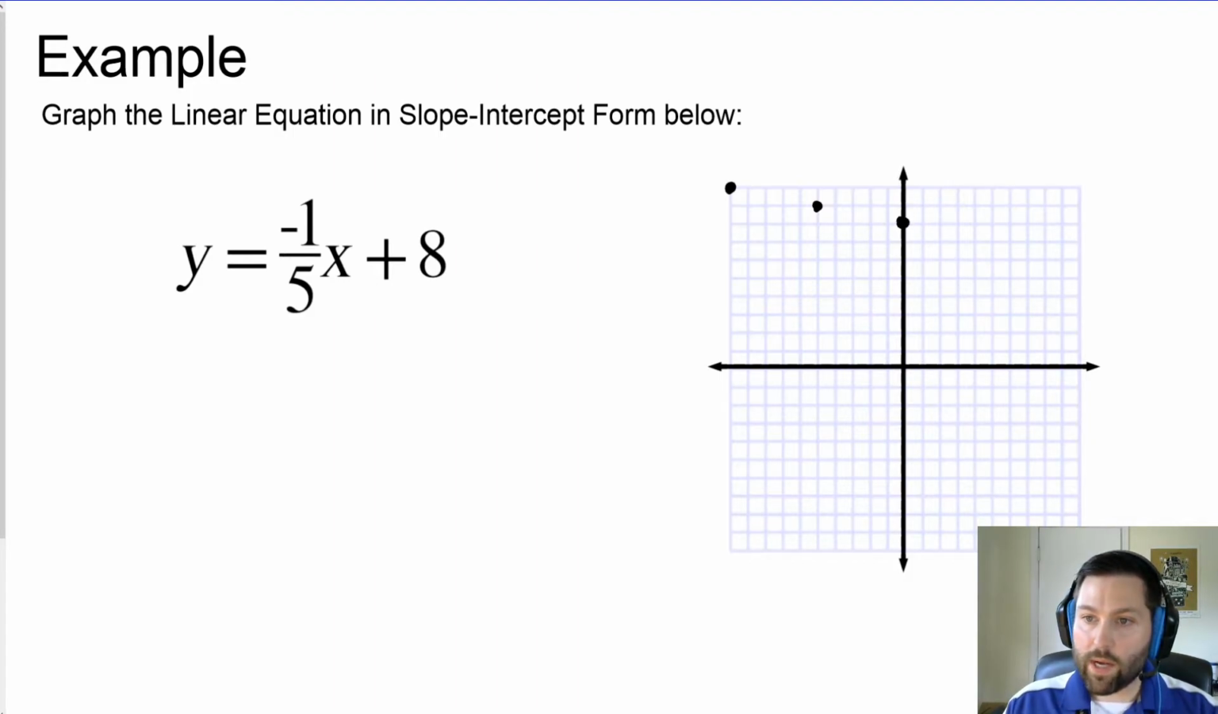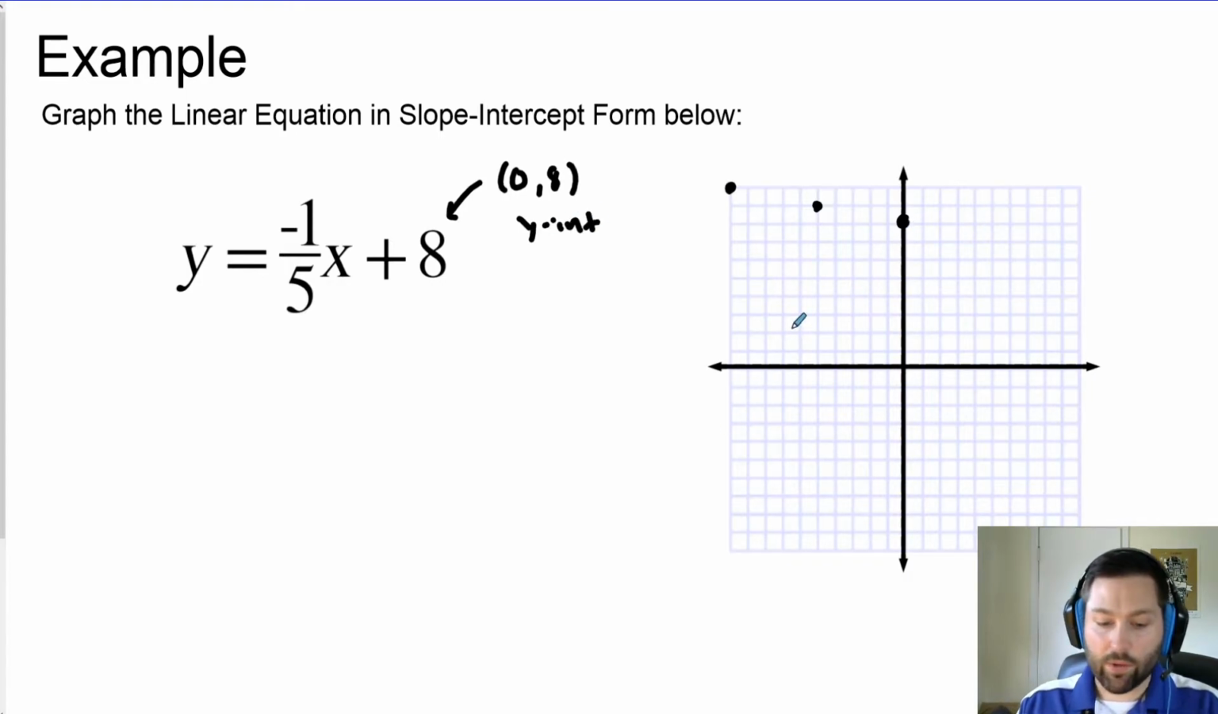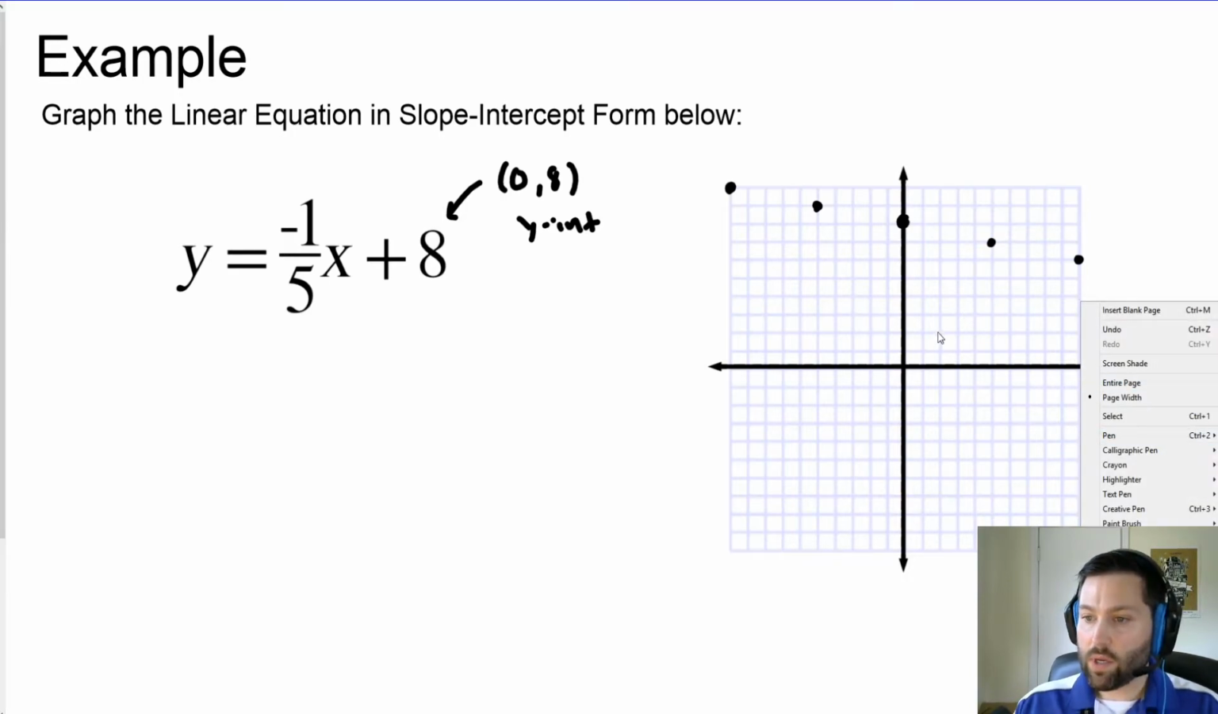And there's the y-intercept that is represented in the equation here. Remember, this is 0, 8 for my y-intercept, and I just plotted that on the graph. The next whole number is 5, 7, and the next whole number then is 10, 6. So there are the series of dots, the series of coordinates that allow me to draw a line.